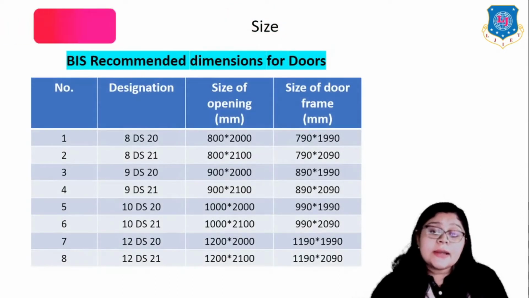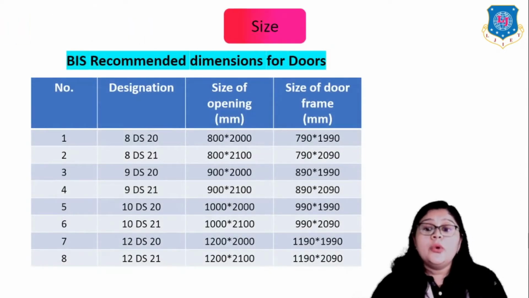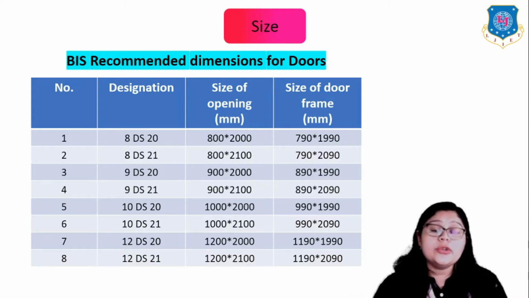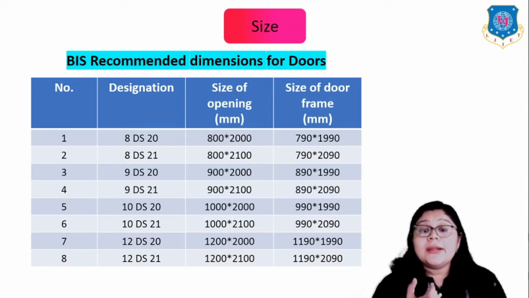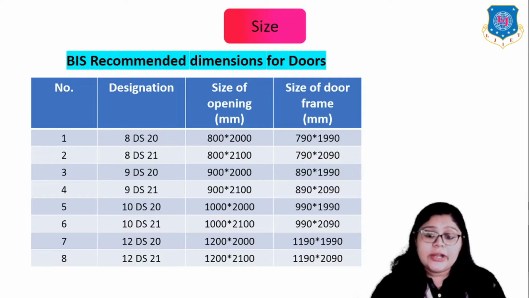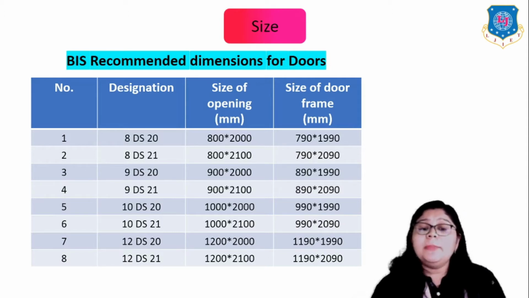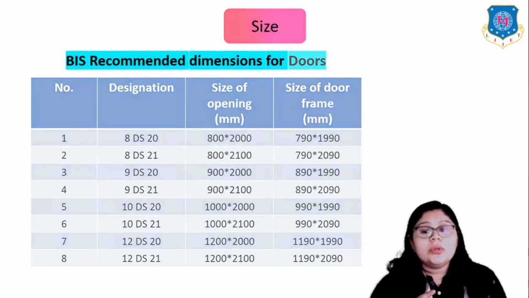Now there is a size chart recommended by BIS. These are the BIS recommended dimensions for doors. Here you can see a list where the designation looks like 8DS20, 8DS21, followed by 9DS20, 9DS21, then 10DS and 12DS. Accordingly, the size of opening and size of frame change. It simply increases as the designation increases, right? So that is for doors.